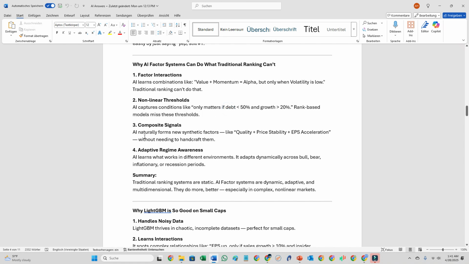The composite signals: the AI network forms new synthetic factors, like quality and price stability plus EPS acceleration, without basically needing to handcraft them, right? Then adaptive regime awareness. AI learns what works in different environments. It adapts dynamically across bull, bear, inflationary or recessionary periods. Also very hard to do with traditional ranking systems.